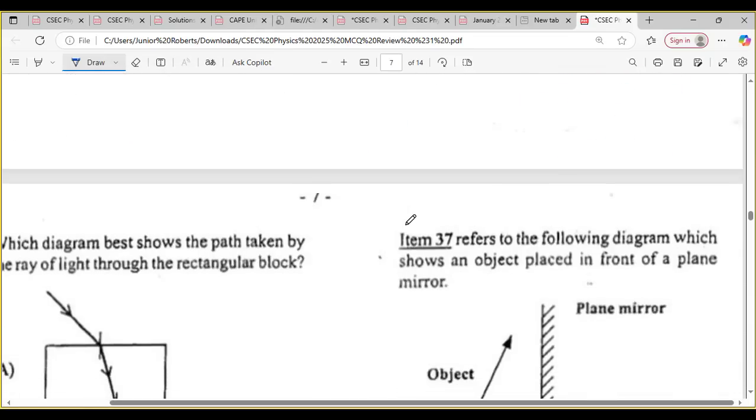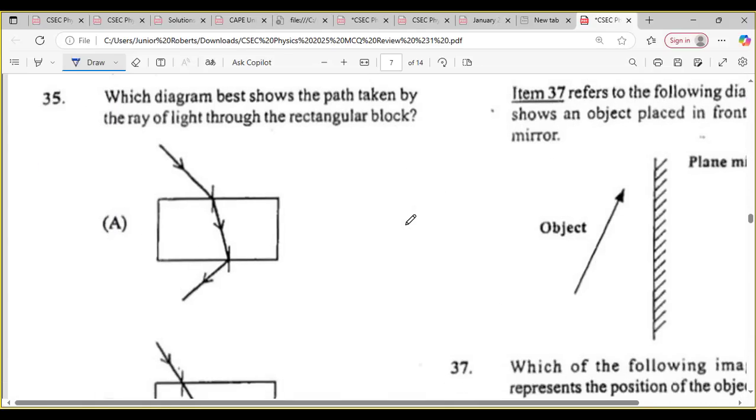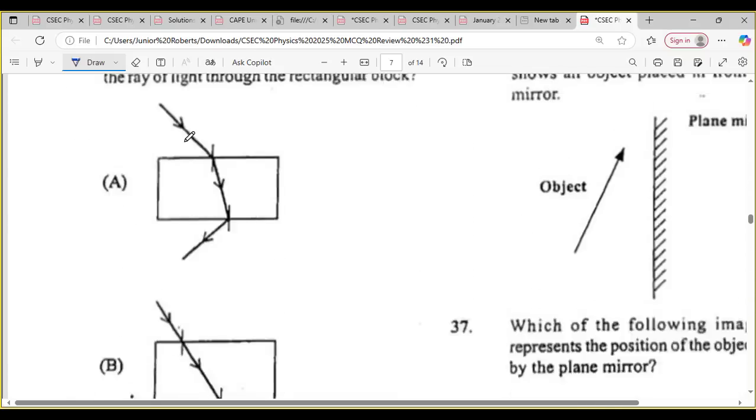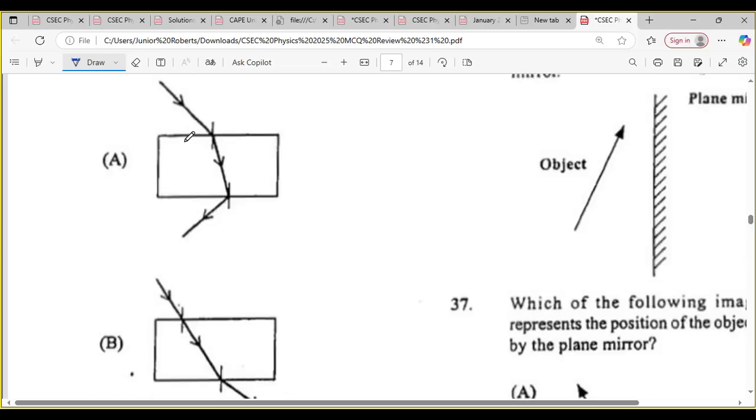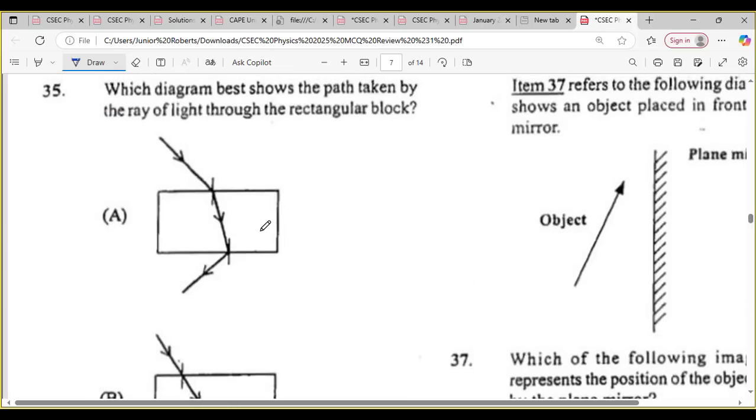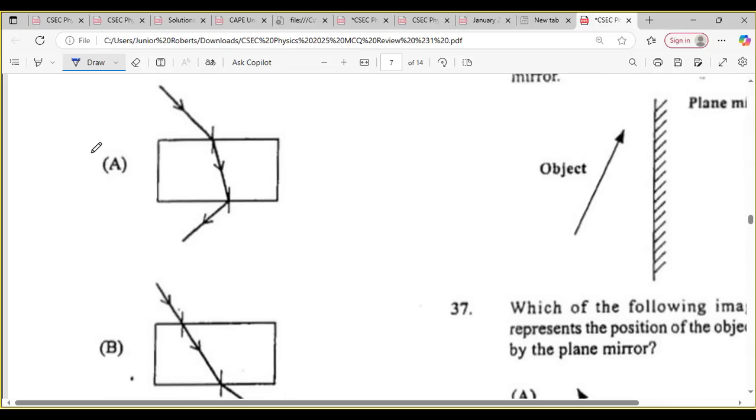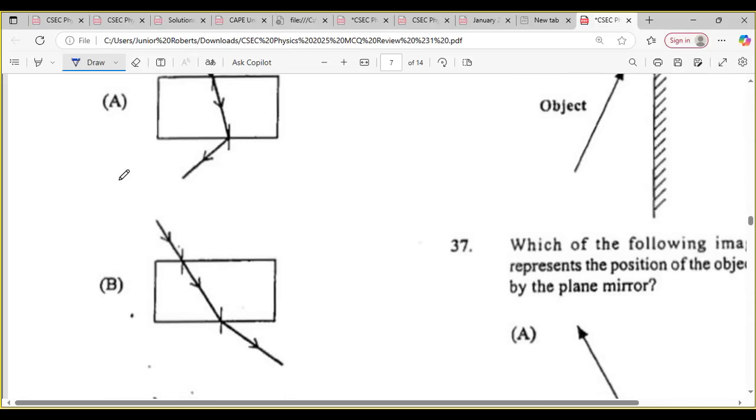All right, so 36 is where we go. Well, 35, let's do this 35 question. So this was a duplicate question. Which of the diagrams best shows the path taken by the ray of light through the rectangular block? So we're going to have refraction taking place. We're going from air to glass, so less dense to more dense. So we should refract towards the normal, right? So A looks like a potential answer.